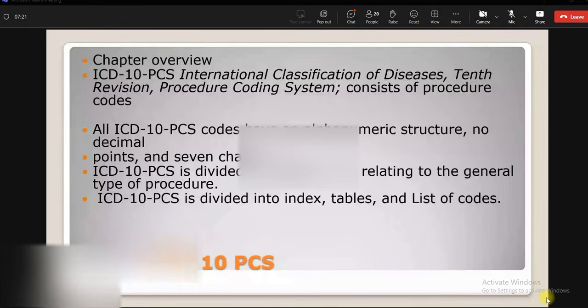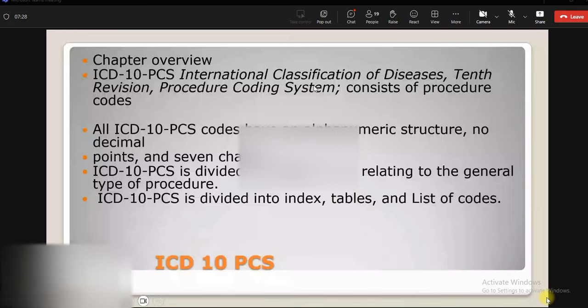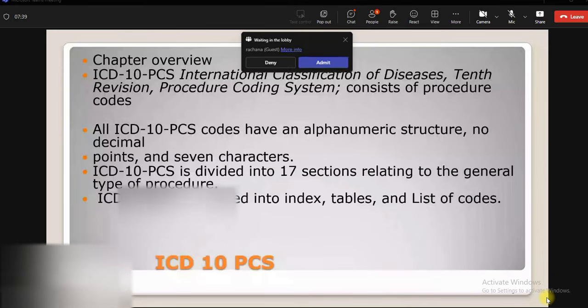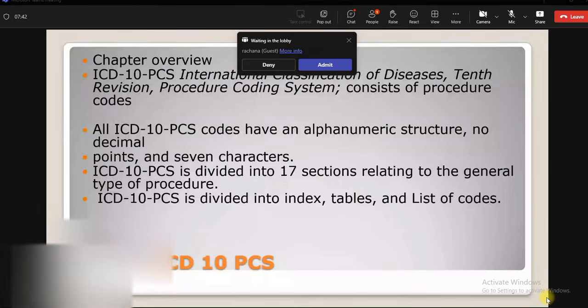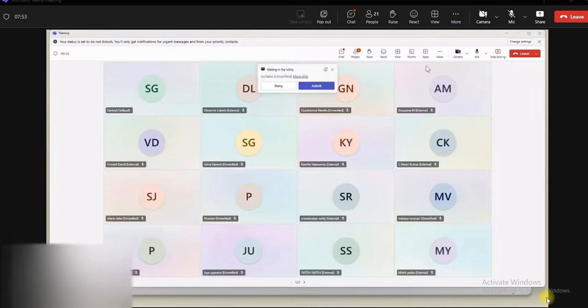These procedure codes are only used for inpatient admissions. When the patient is admitted to inpatient and the provider performs any procedure during the inpatient hospital stay, only then can we assign these ICD-10 procedure codes. Do not use ICD-10 PCS codes for outpatient settings. This ICD-10 PCS is used for inpatient coding only.